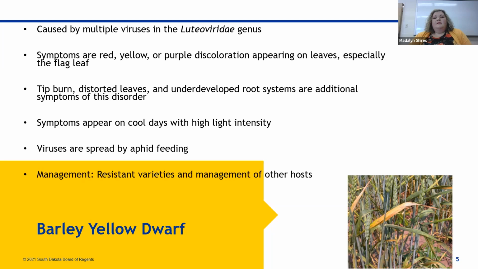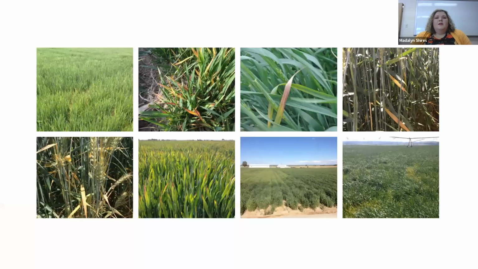The symptoms are most likely to appear on cool days with high light intensity. So as we're starting up our spring season here in South Dakota, these viruses are spread by aphid feeding. The management for these is to use resistant varieties and manage other hosts such as weeds in your field. And then here's a few more examples, and you can see that reddening and yellowing on the tips of the leaves and on the flag leaves. So it can be a problem.